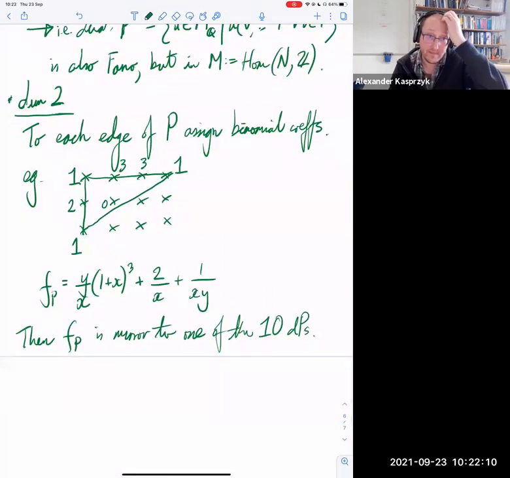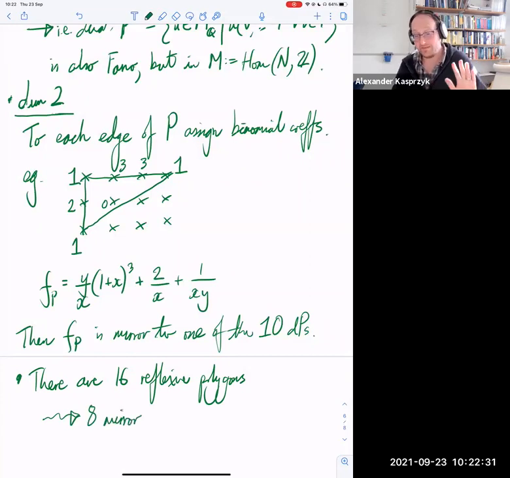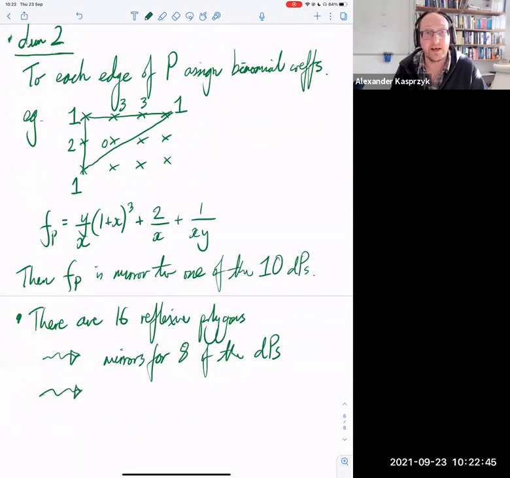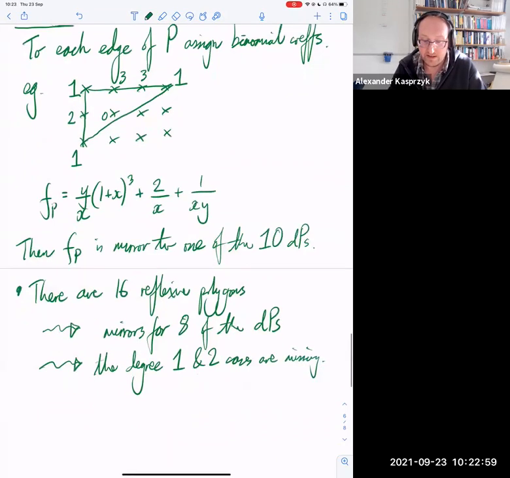Okay. So how well does it work? Well, the point is that there are only, well, I suppose only, there's more than 10. There are 16 reflexive polygons. Okay, and these give rise to 8 mirrors. Oh, no, that's of course nonsense. These give rise to mirrors for 8 of the 10 del Pezzos. Okay, so what's missing is the low degree cases. So the degree 1 and 2 cases are missing. Okay, it's still pretty good.